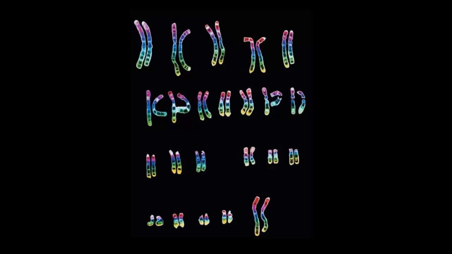This is a picture of a karyotype. Here you see the 22 autosomes, and this is the sex chromosome. So this is a genetic female because we have two X chromosomes. The X chromosomes are the same. With an X chromosome and a Y chromosome, the Y chromosome would be much shorter than the X.